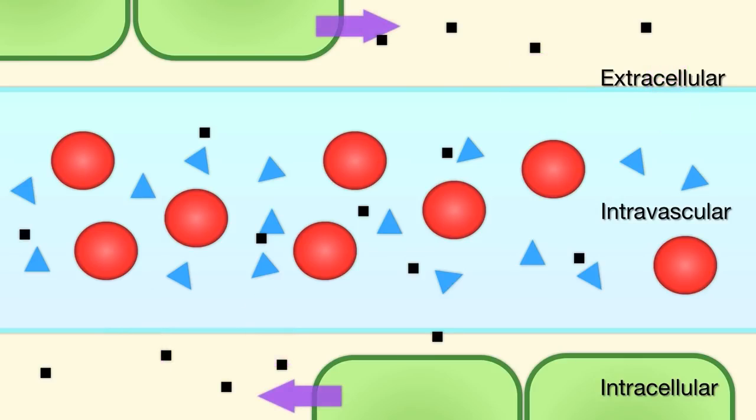Now, because water has moved from the extracellular compartment into the blood vessels, the osmolarity of the extracellular compartment has now increased and is higher than that of the intracellular compartment. So consequently, water now moves by osmosis from the intracellular compartment to the extracellular compartment to compensate for this.